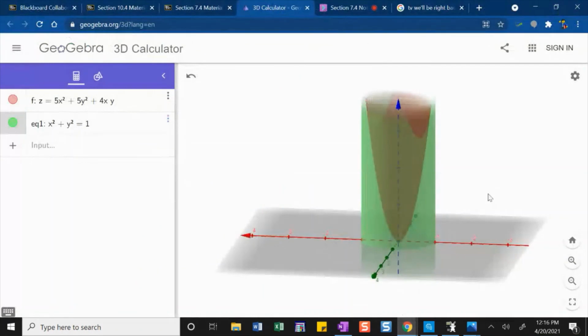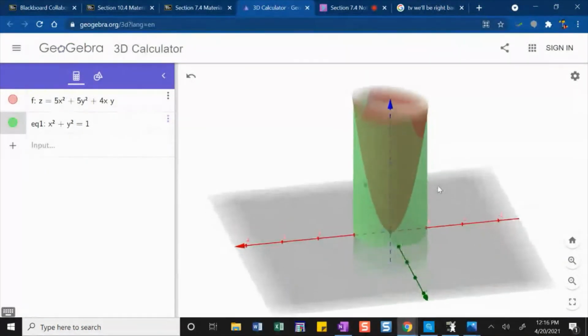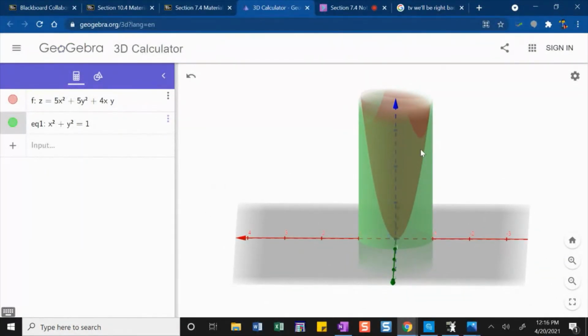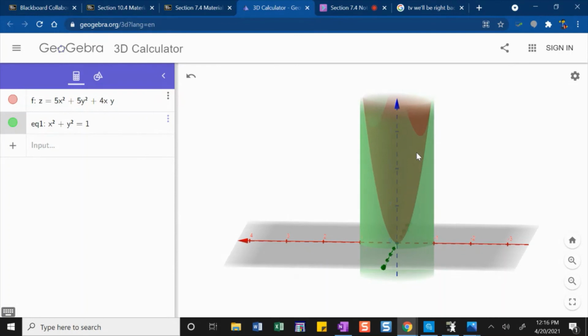I'm going to our GeoGebra graphs. This appears to be the lowest point of intersection between the cylinder and our quadratic form. And if you look inside of our quadratic form and count the tick marks, that seems to be parallel with the tick mark of z equals 3. And that actually is the case.